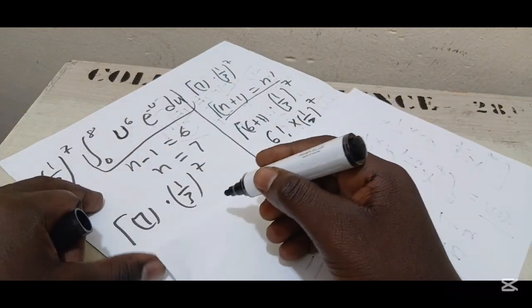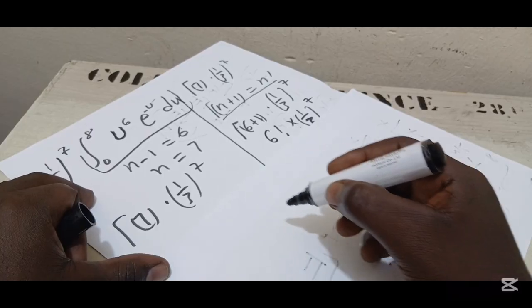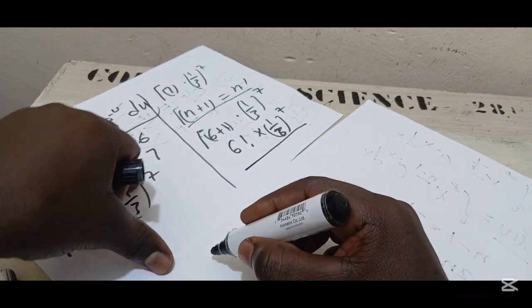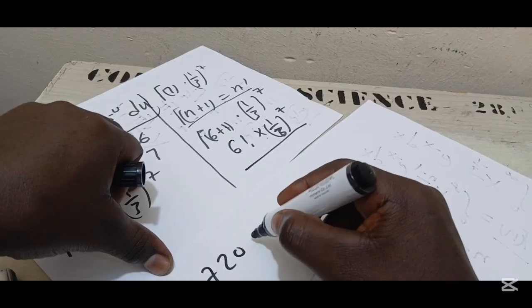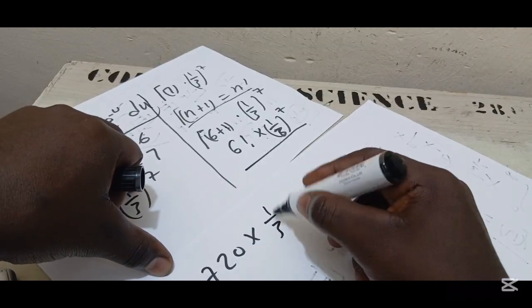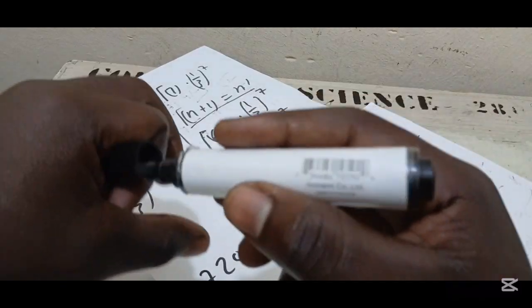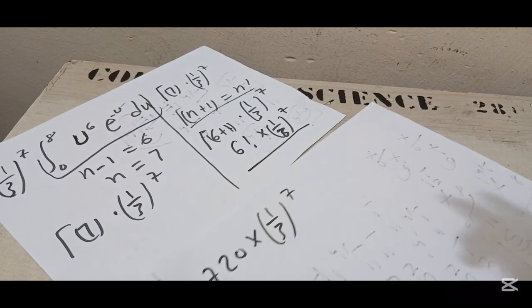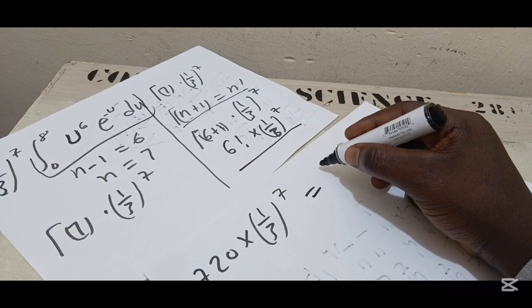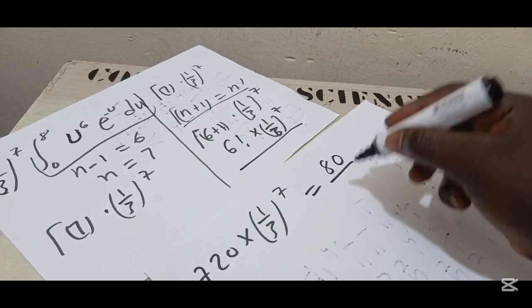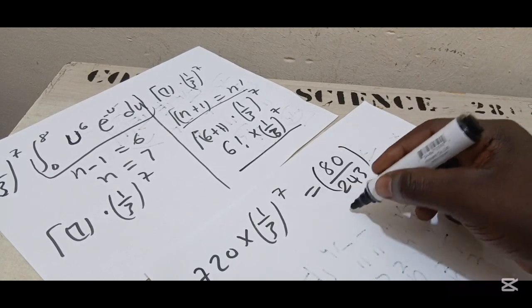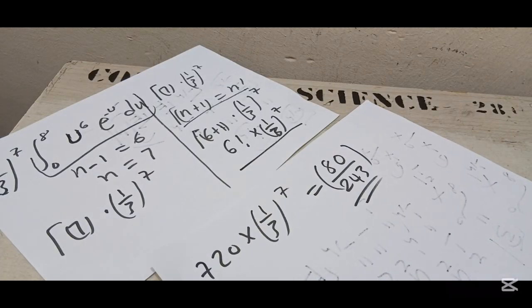And 6 factorial is 720 multiplying 1 on 3 to the power 7. So let me just punch this one on my calculator. This will give me 80 on 243. This is our final answer for this problem.